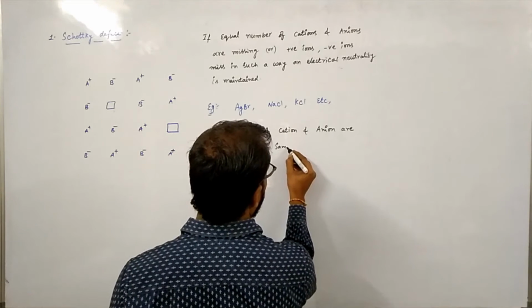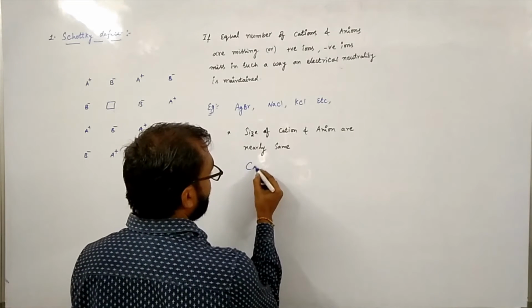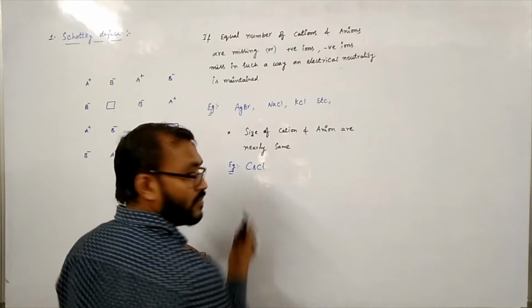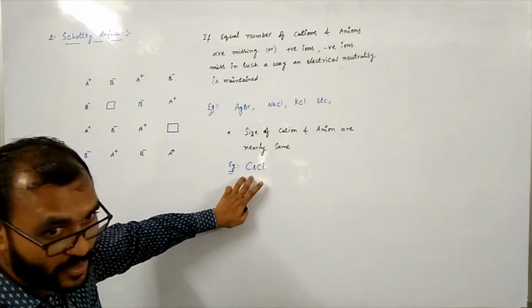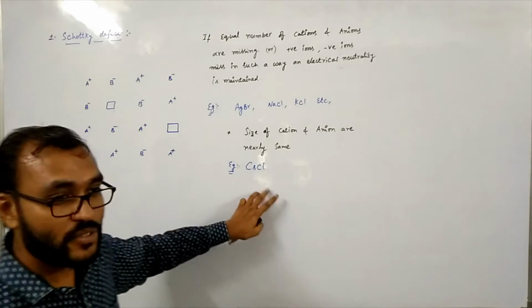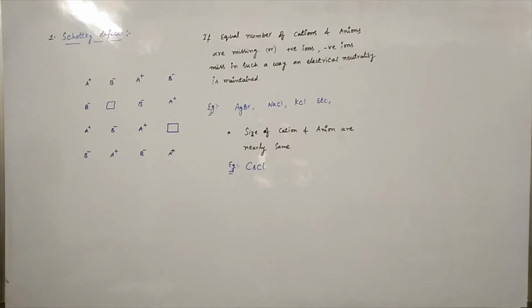By seeing this point, can I give one more example? Cesium chloride. Already we have seen the limiting radius ratio R plus by R minus of cesium chloride is 0.933. So they are nearly the same size. That means it can also show Schottky defect.